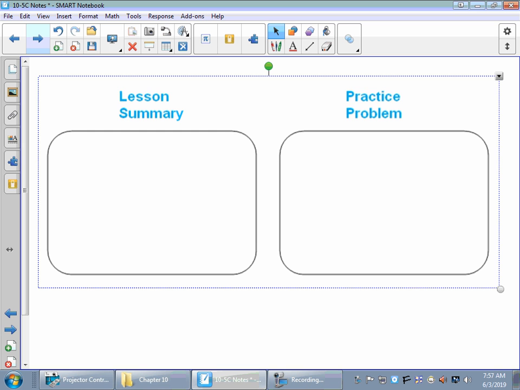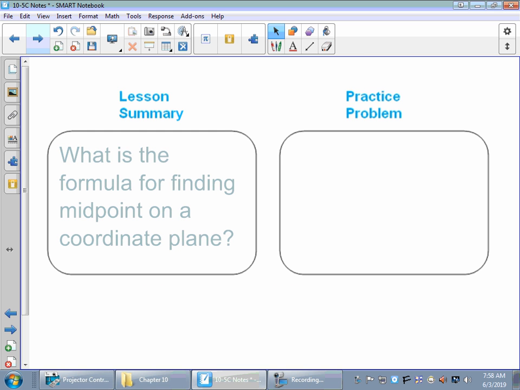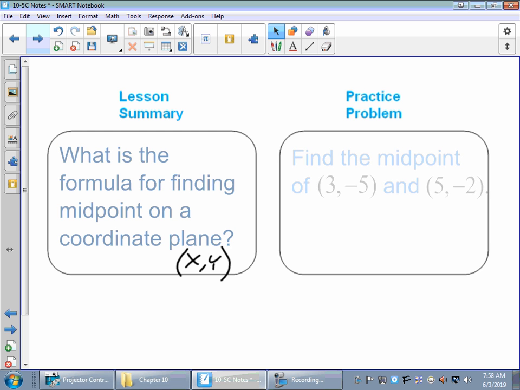Let's get to the lesson summary then. Our lesson summary is what is the formula for finding midpoint on a coordinate plane. So this is the one where we're talking about x comma y, ordered pairs. What's that formula? And then the problem here is going to be find the midpoint of 3, negative 5, and 5, negative 2. Okay, that's it. Simple as that for midpoints.